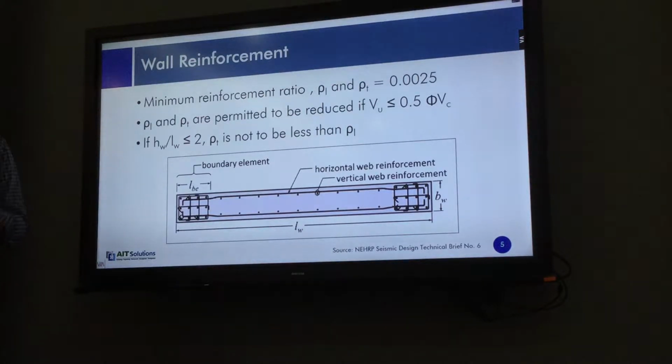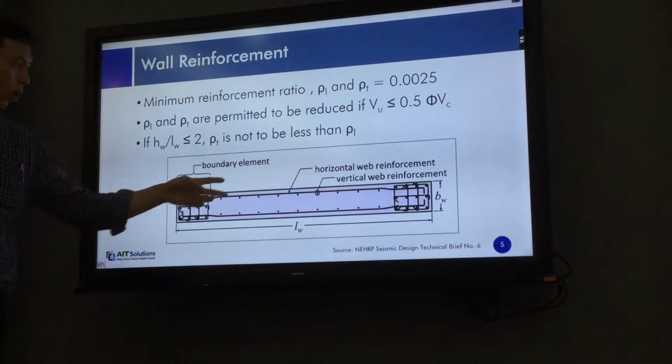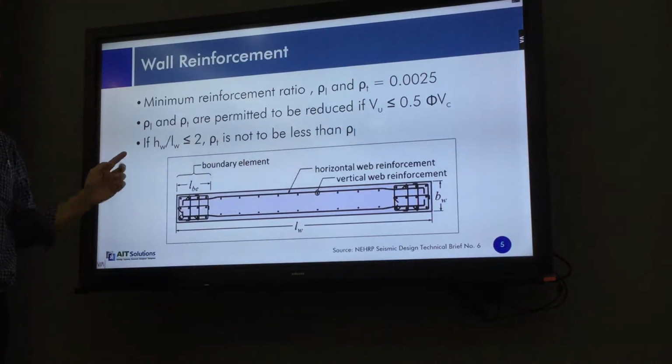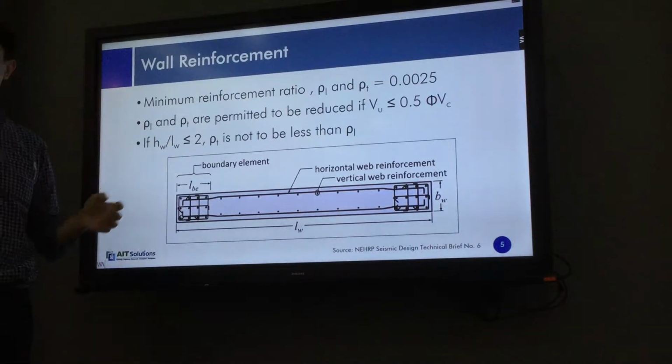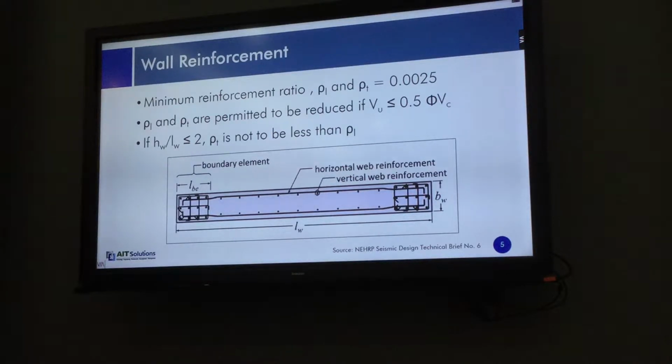If your shear wall is short or squat wall, where H over Lw, H is the height of the wall divided by length of the wall, is less than 2, Rho T, the transverse reinforcement, should not be less than the vertical reinforcement, because in those walls both vertical and horizontal reinforcements are resisting the shear.